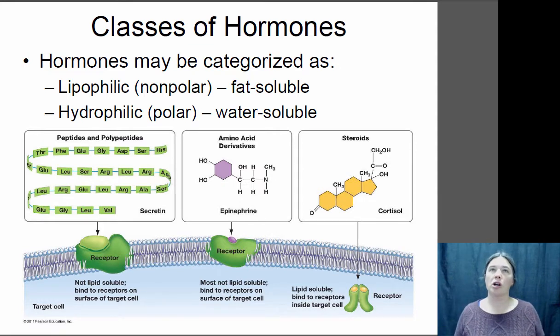So these are very large, complex molecules made up of a string of amino acids. There are also some hormones that are smaller but still hydrophilic that are derivatives of amino acids, so the things that make up larger proteins. So there are some of those as well. An example of the peptides and polypeptides are things like oxytocin, which is a pleasure-producing hormone, and also prolactin, which is a hormone that encourages parental care. In the amino acid derived hormones, things like epinephrine.